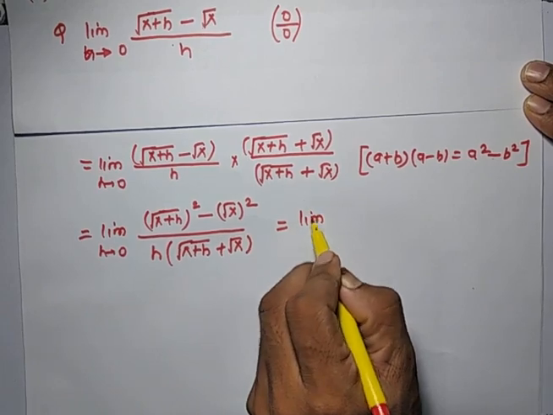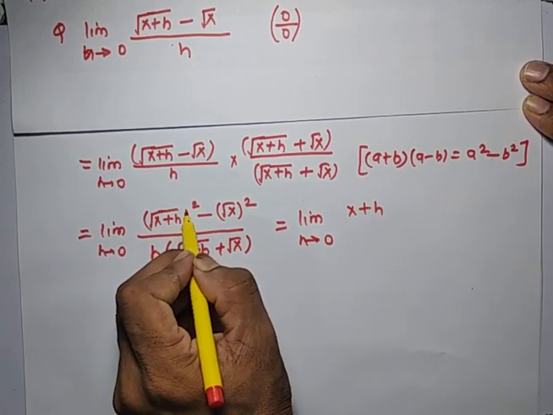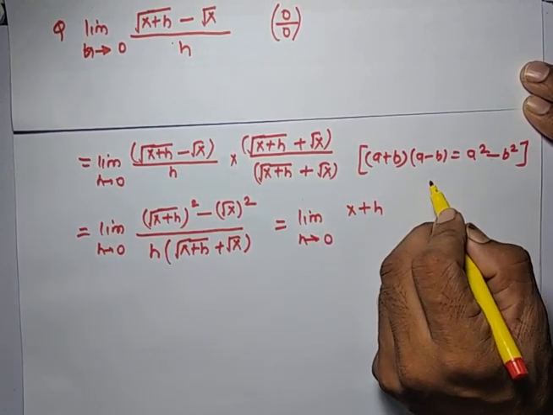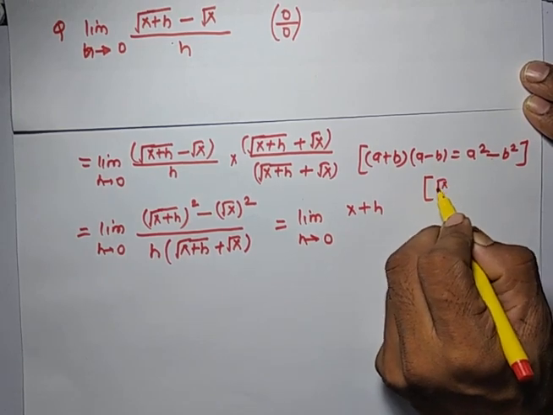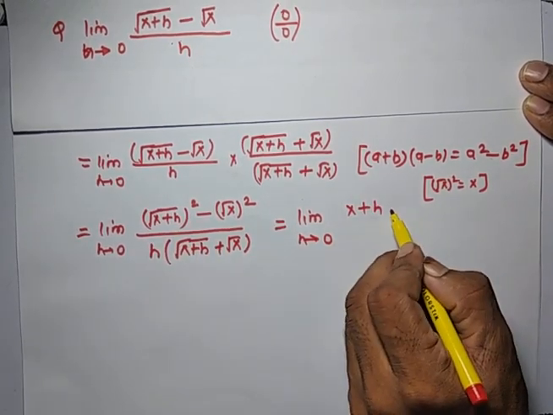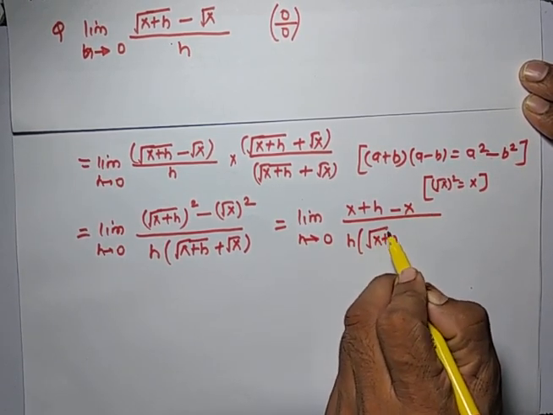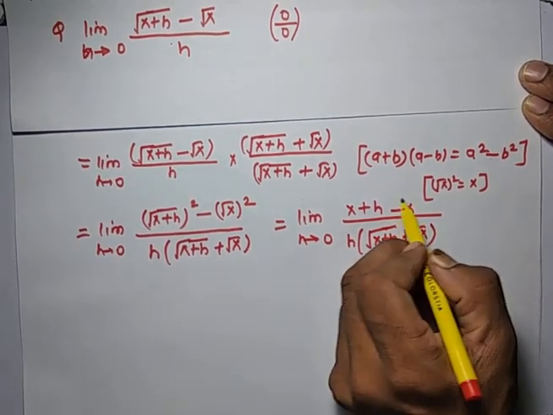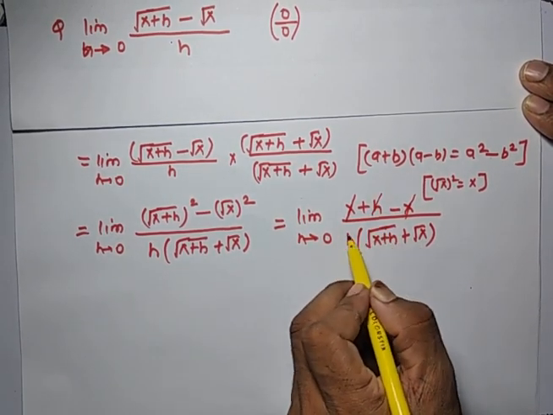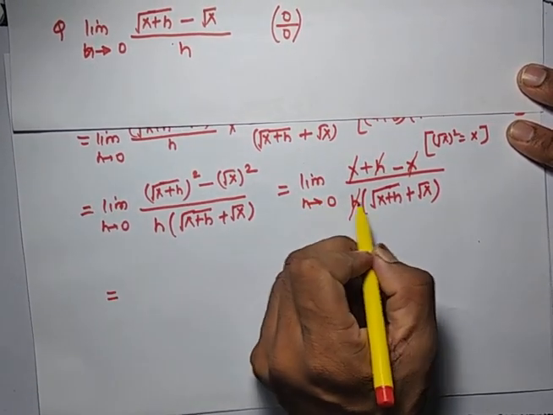So this expression becomes x plus h, because the square of root x plus h is x plus h. We know that root x square is x. So x plus h minus x by h into root x plus h plus root x. This x term cancels, and this h term cancels. So in the final expression, put h equal to 0.